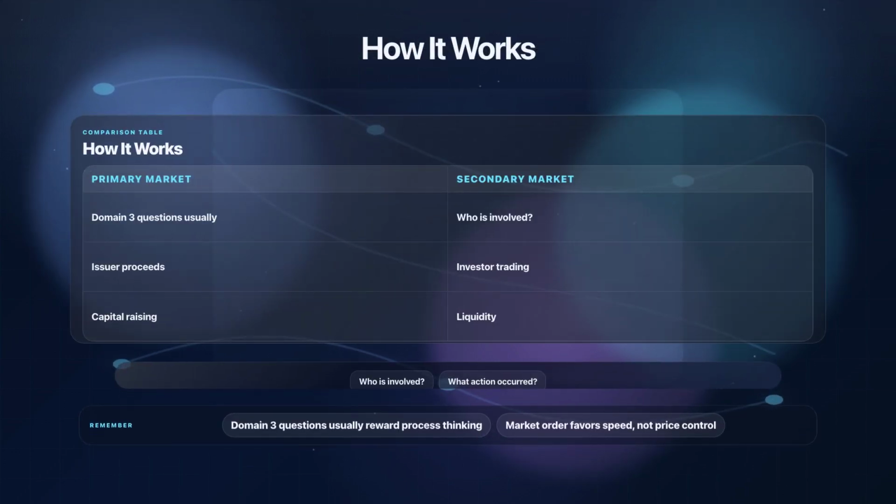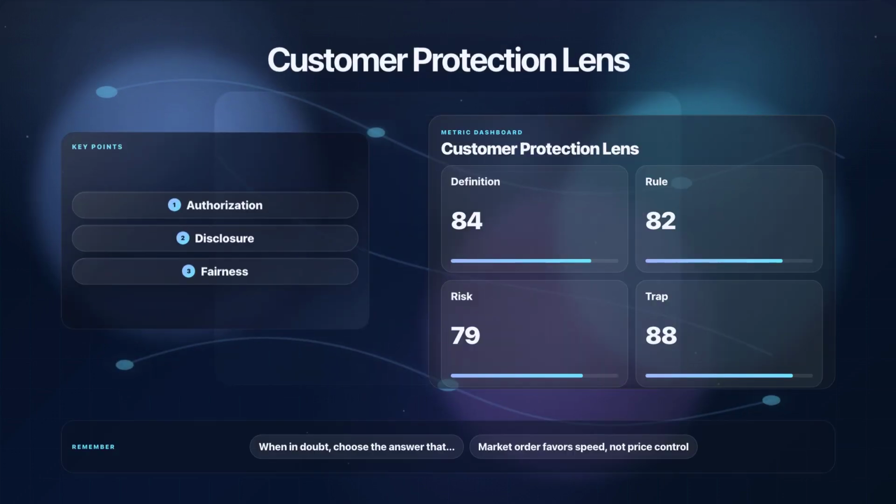Do not study market orders as an isolated definition. Ask what happened first, who acted next, whether the customer authorized it, what the firm must record, and whether a supervisor or compliance department should be involved. This process view helps you avoid answers that sound convenient but violate the rule or ignore customer protection.